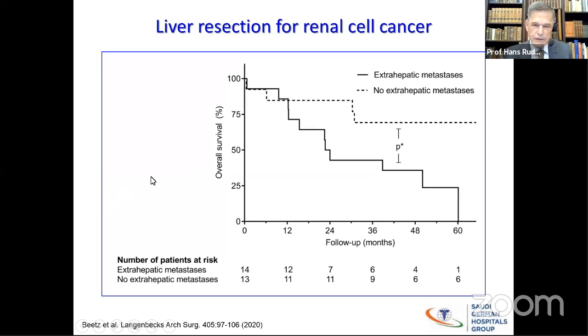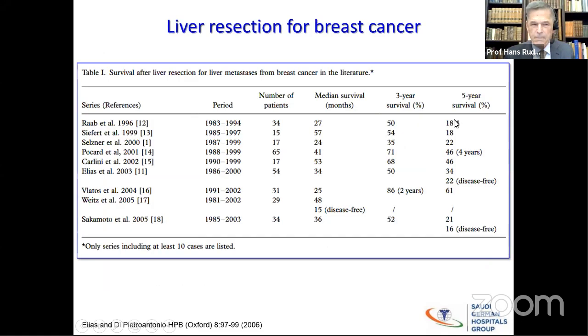It is mostly due in these renal tumors to the extrahepatic metastases. Those patients without extrahepatic metastases are doing really well with a 70% 5-year survival. Therefore, you have to really think about doing liver resections in patients with extrahepatic tumor. But if there's no extrahepatic tumor, even in renal cell cancer, you can help patients with liver resections.